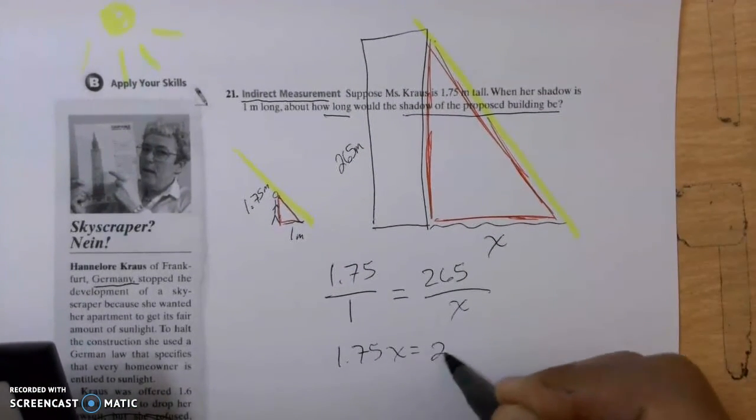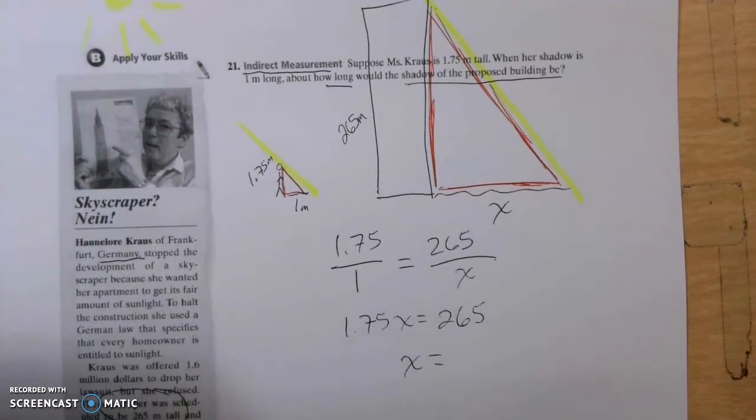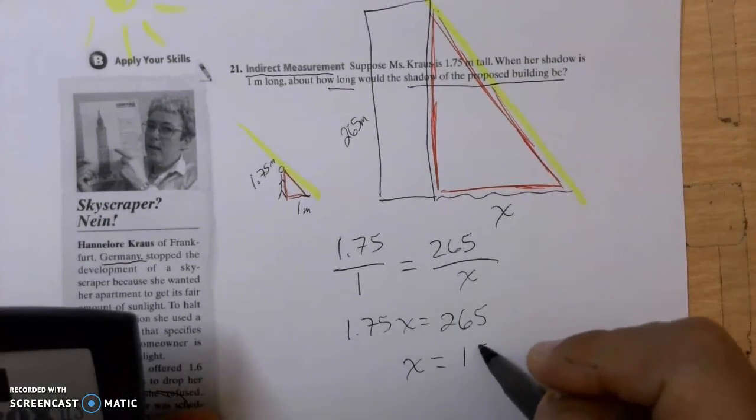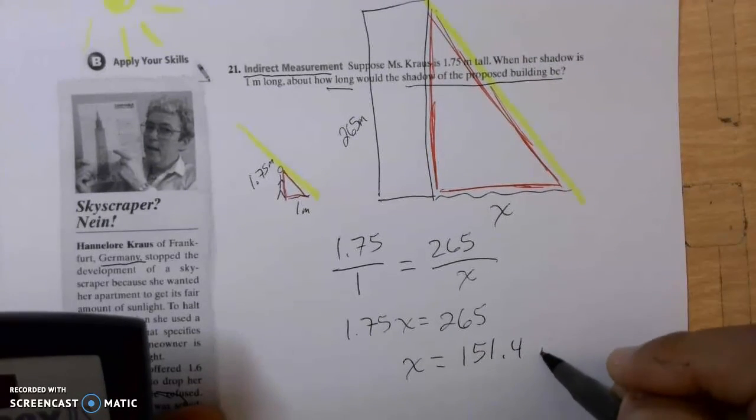So 1.75X is equal to 265. So X is 265 divided by 1.75. It would be 151.4 meters long.